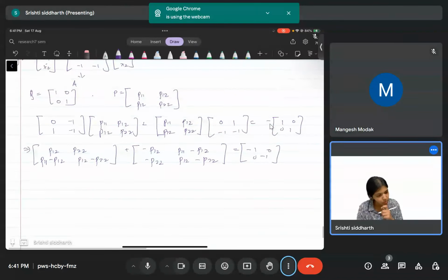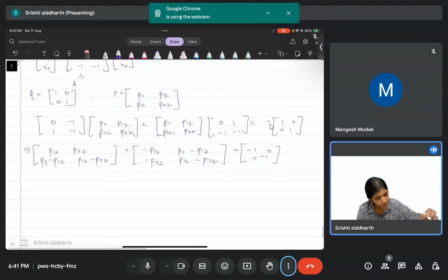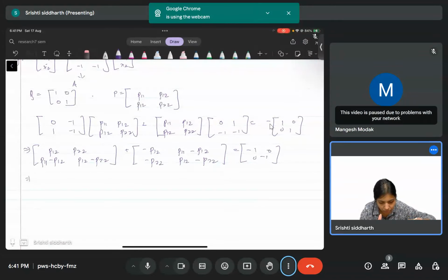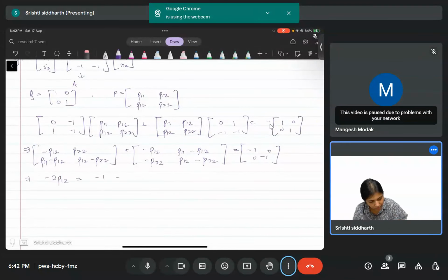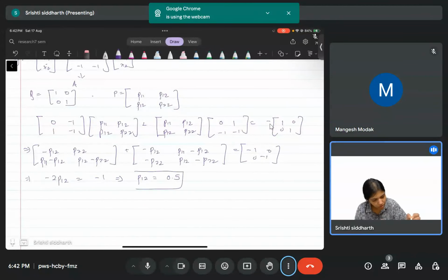All right, now we have to create all the four elements of the matrices. So the first one is, wait, let me check. This is correct. So minus 2 P12 equals minus 1. This is one of the equations. Let's repeat it. Okay.